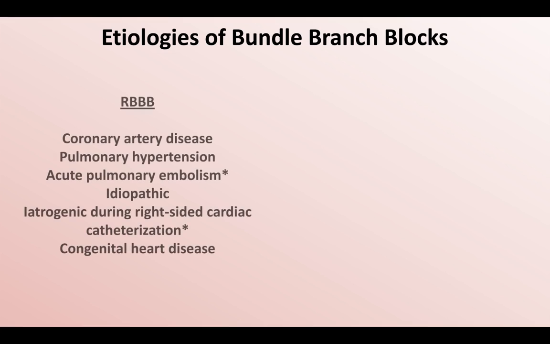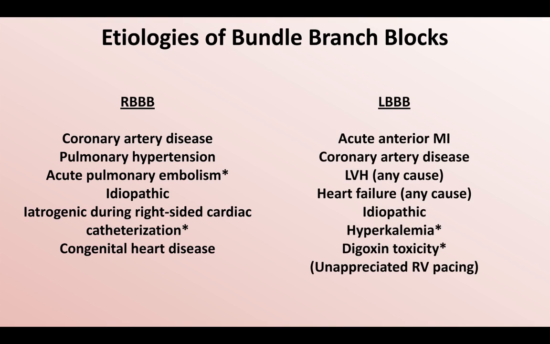What are the etiologies of bundle branch blocks? Right bundle branch blocks can be caused by coronary artery disease, pulmonary hypertension, acute PE, be idiopathic, occur during right-sided cardiac catheterization, or be due to congenital heart disease. Left bundle branch blocks are usually due to acute anterior MI, chronic coronary artery disease, LVH from any cause, or heart failure from any cause. They can also be idiopathic, or due to hyperkalemia, digoxin toxicity, or unappreciated artificial RV pacing, the last of which isn't truly a left bundle branch block, but which will have an identical appearance to this.